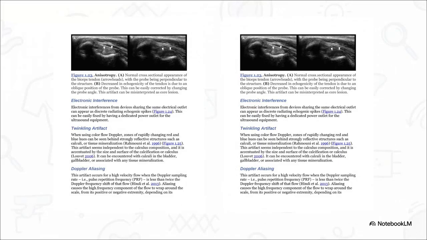And you know, it's not just the tissue itself that causes illusions. How we physically hold the probe matters immensely. Look at these two images of the exact same biceps tendon. In one view, it looks completely normal. But in the other, it has this artificially darkened area that looks terrifyingly like a core lesion or a severe tear. This is an artifact called anisotropy. It happens simply because the probe was held at an oblique angle, which caused the sound waves to reflect away from the transducer instead of bouncing straight back.